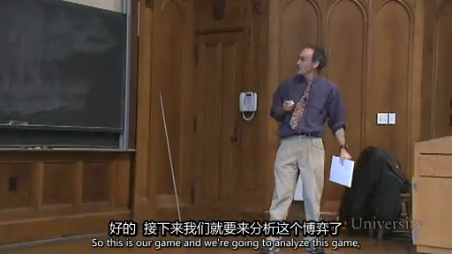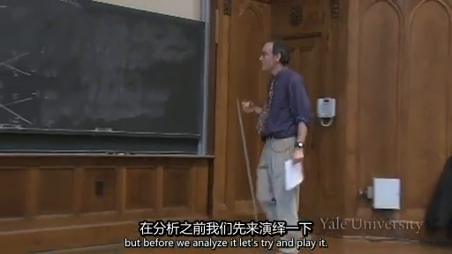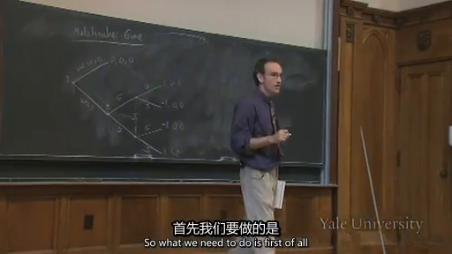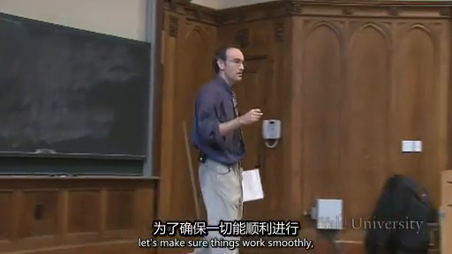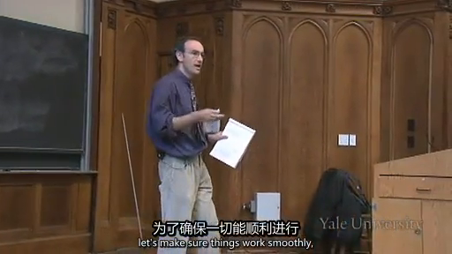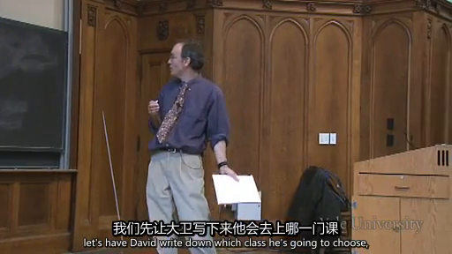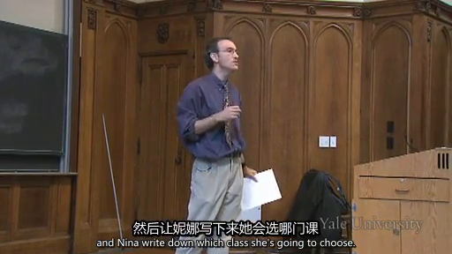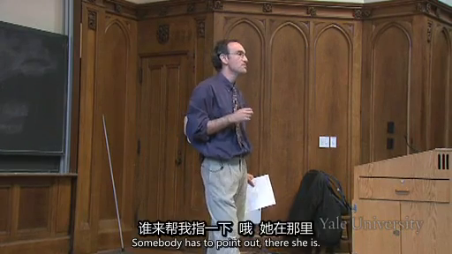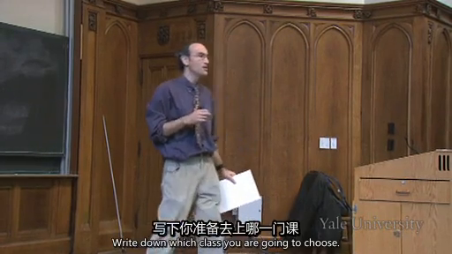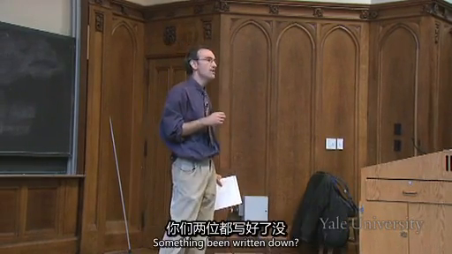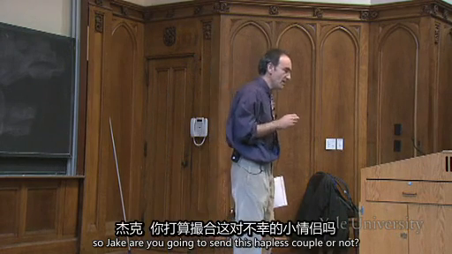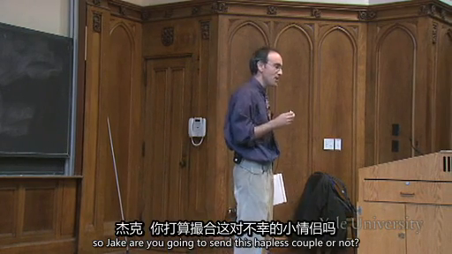We're going to analyze this game, but before we analyze it, let's try and play it. First of all, let's make sure things work smoothly. Let's have David write down which class he's going to choose, and Nina write down which class she's going to choose. I've lost sight of Nina. Somebody needs to point her out. There she is. Right, write down what class you're going to choose. Okay. Something's been written down. And Jake, you've got your mic there. Sorry, Jake, are you going to send this hapless couple or not?